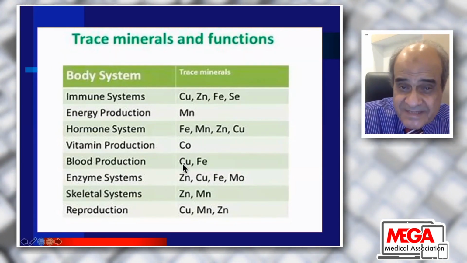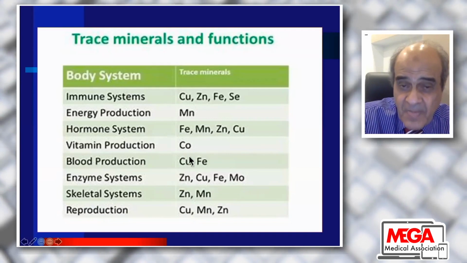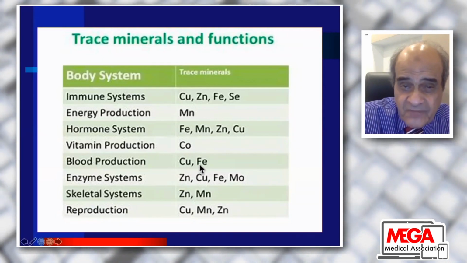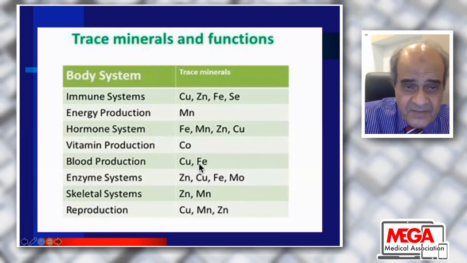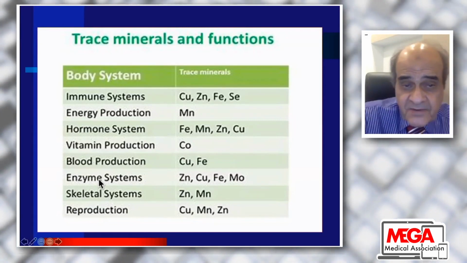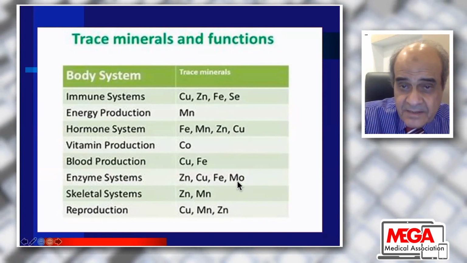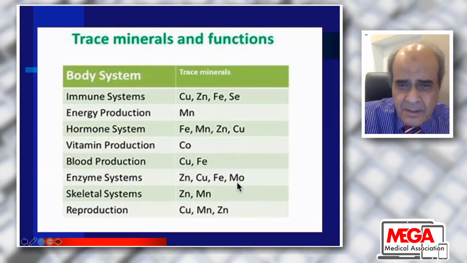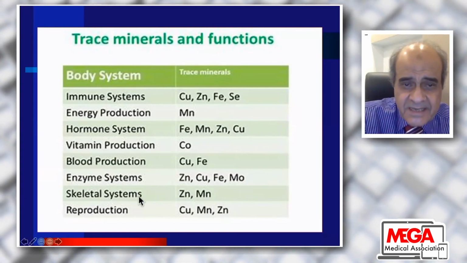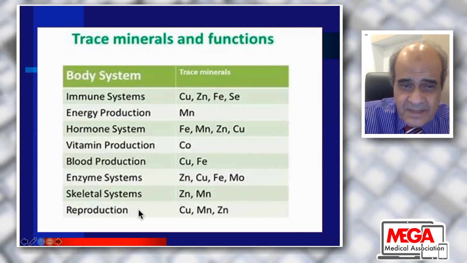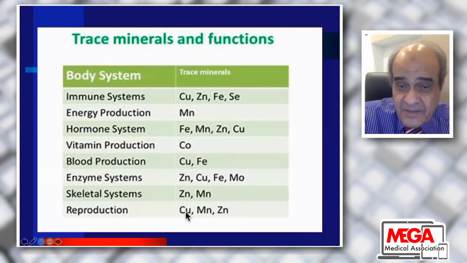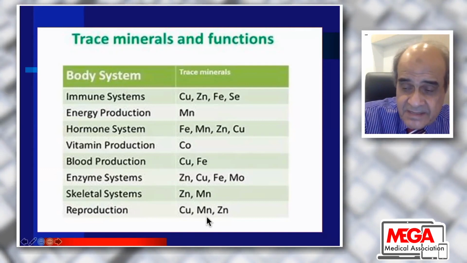If it is deficient, the patient will suffer from anemia, and also give iron if the patient is suffering from iron deficiency. If your patient has an enzyme system problem, give zinc, copper, iron, and molybdenum. Skeletal system: you can give zinc and manganese. Reproduction: copper is important, and manganese and zinc.